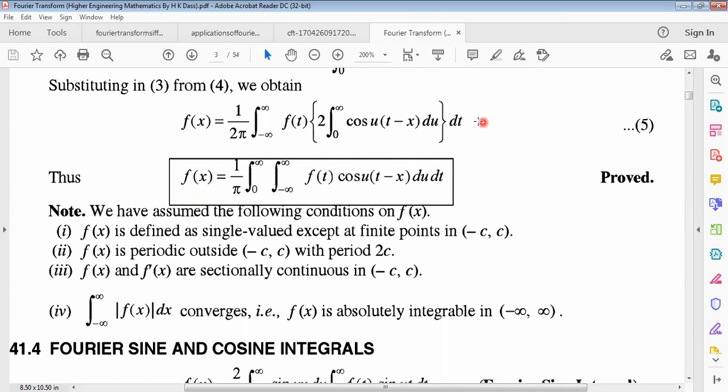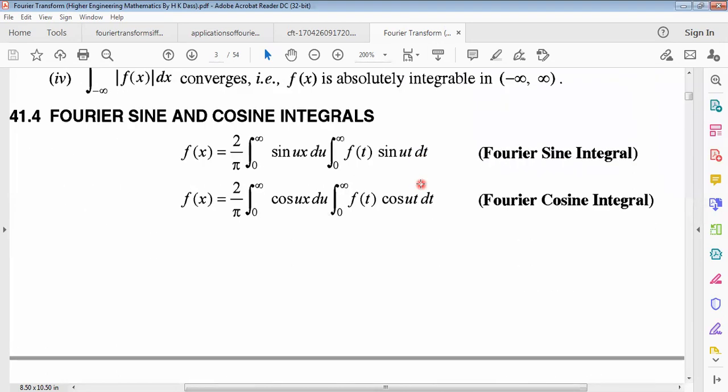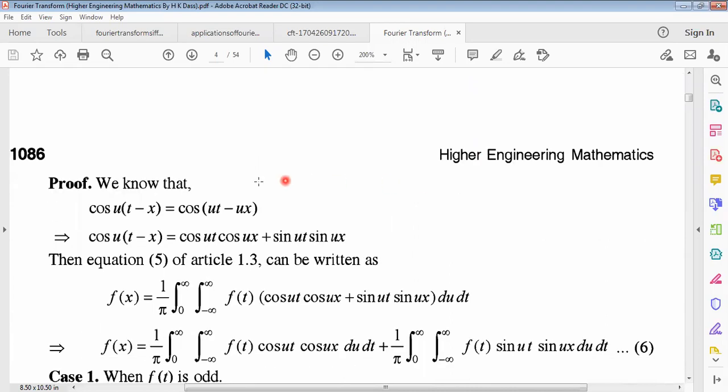You must know this is equation number 5: f of x equals 1 by 2 pi, integral from minus infinity to plus infinity of f of t times the integral 0 to infinity... no, 2 times integral 0 to infinity of cos u(t minus x) du dt. From this we got the Fourier integral of a function f of x. Now to prove this, we know that cos(ut minus ux) equals cos(a minus b), which by the formula is cos a cos b plus sin a sin b. You must know it from trigonometry.